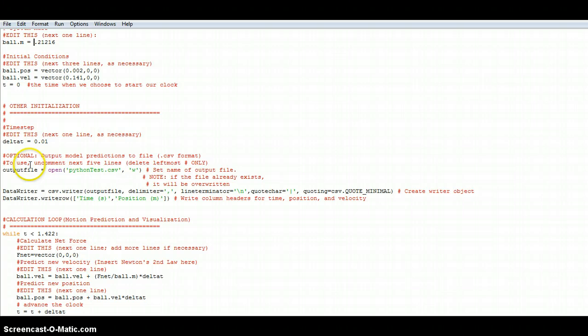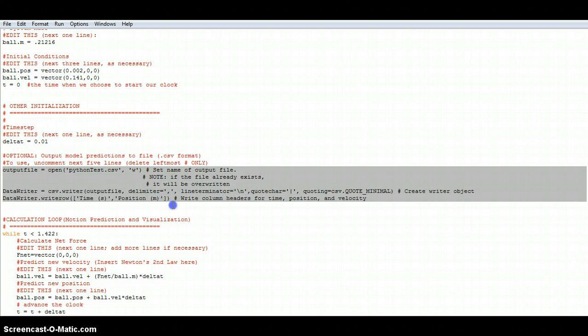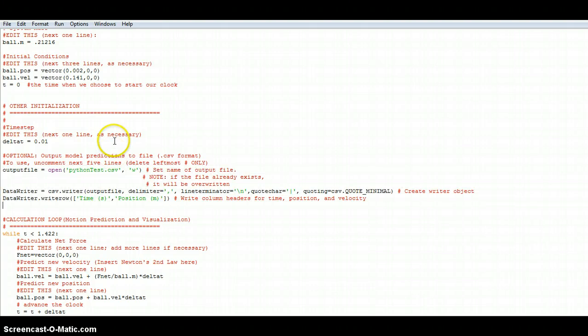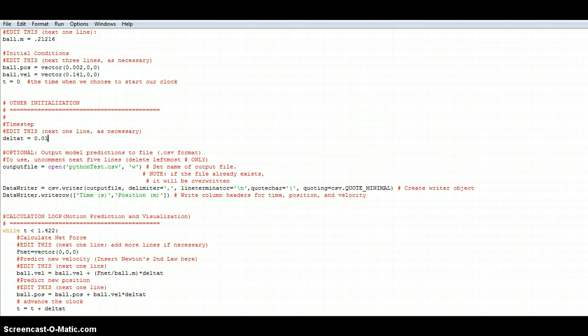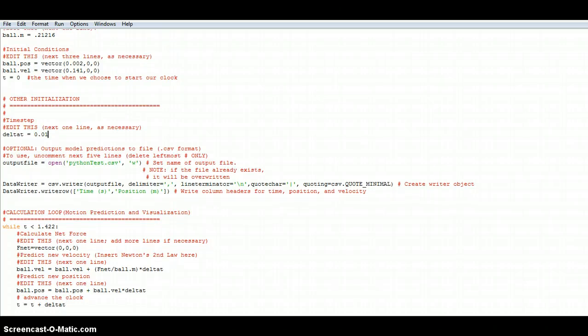Other things that were unhashed were these lines, in order to create a CSV file which would later be used in a Google spreadsheet. The time step was kept to be 0.01. This is because the overall time in the whole lab was only a few seconds, and this allowed the time step to thoroughly calculate the correct velocity.